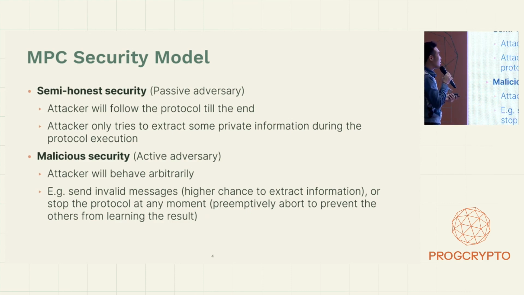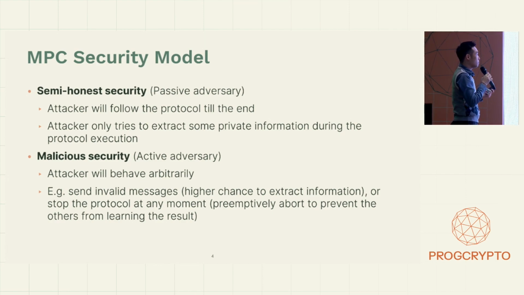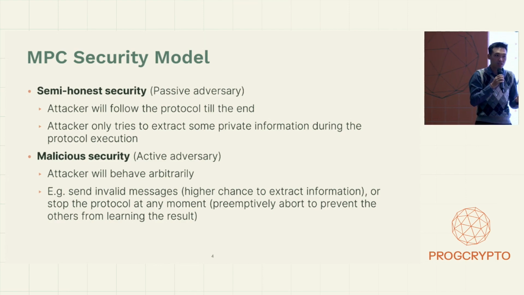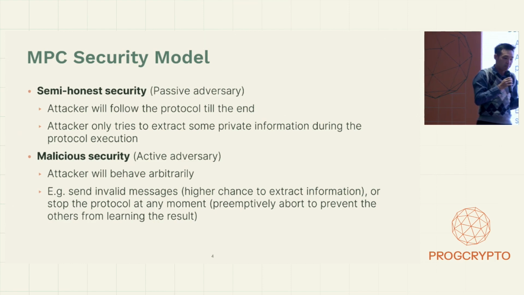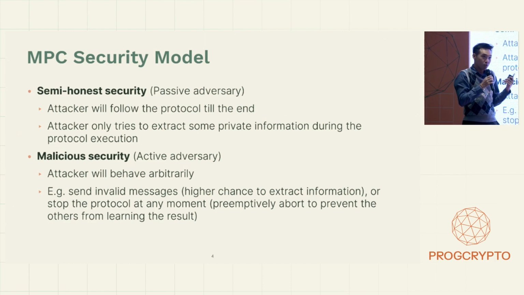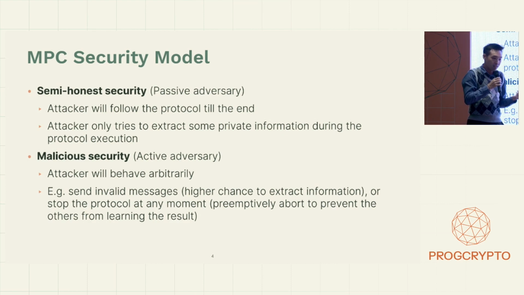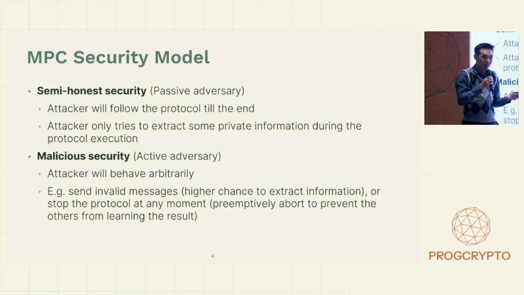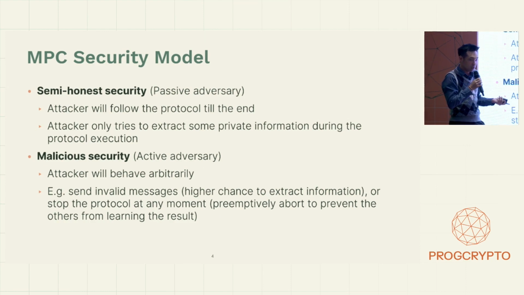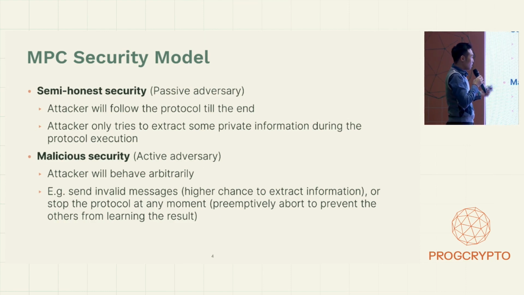We actually have to think about the security model of the MPC box that we just put up. The first one, which is also the simplest, is called semi-honest security. You only have a passive adversary, where you can assume that the attacker will just follow the protocol till the end, and the best thing it tries to do is to extract your private information during the protocol execution.